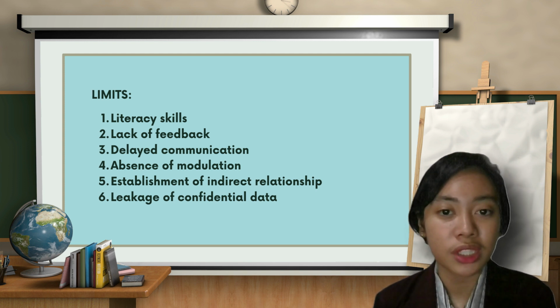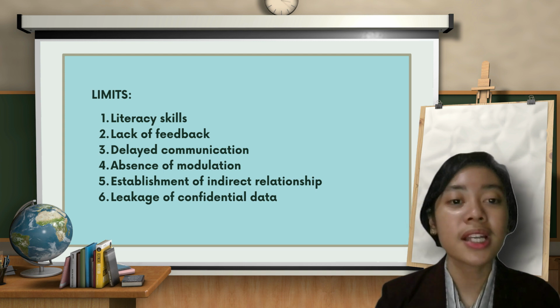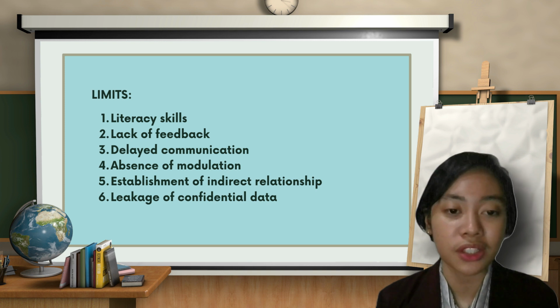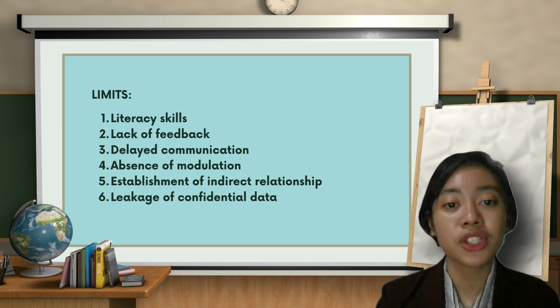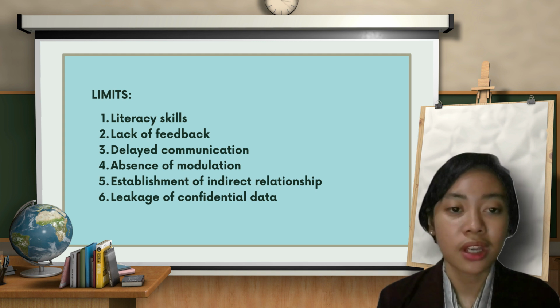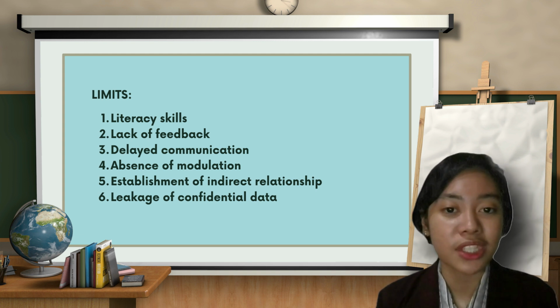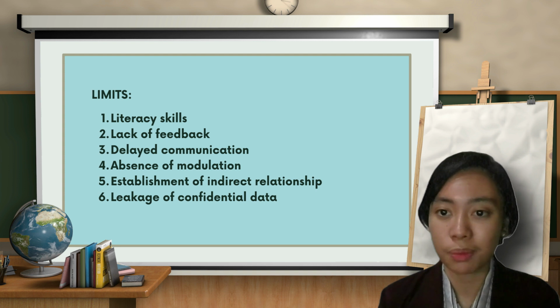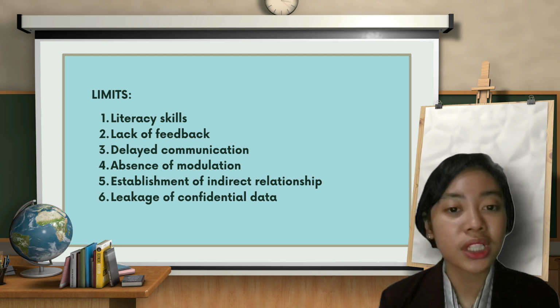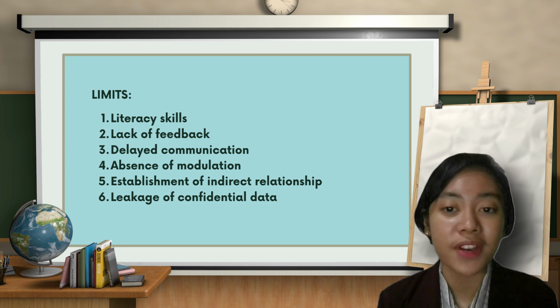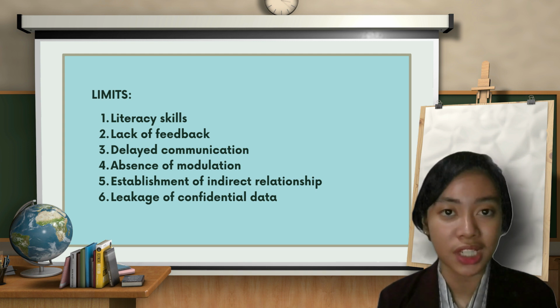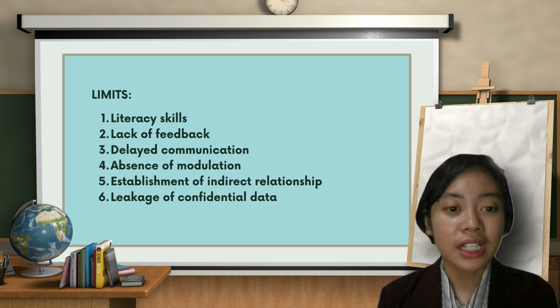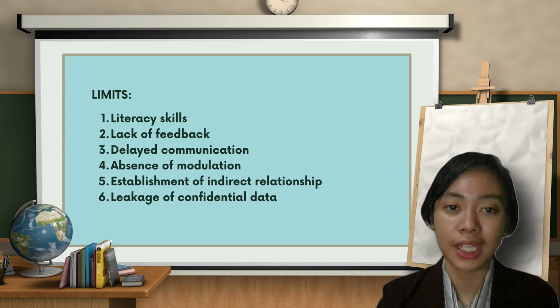Absence of modulation doesn't convey the message effectively. Fifth, establishment of indirect relationship. To establish a direct relationship, open discussion is important. But nowadays, instant messaging can make this possible. However, oral communication is still more effective in developing direct relationship. Lastly, leakage of confidential data.